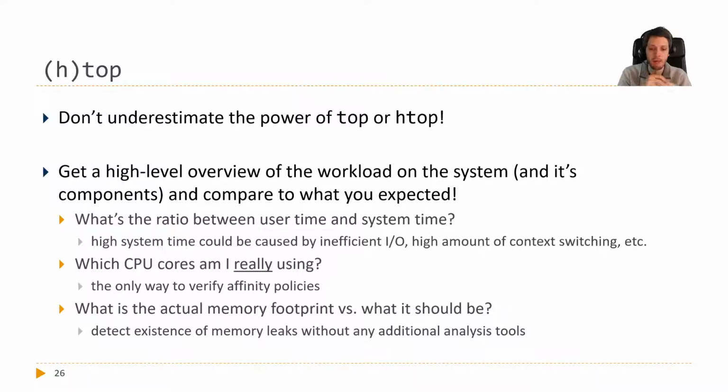What's the actual memory footprint versus what it should be? If you compute that you should allocate around, say, 1 GB of data, and you see using top or htop that your program uses 2 GB, probably something is happening that you don't know about. Maybe you're inadvertently using a copy constructor and the original object is not destroyed instead of doing a move, for example, or I don't know. And this is also quite useful in order to detect memory leaks, for example, without using any additional tools.